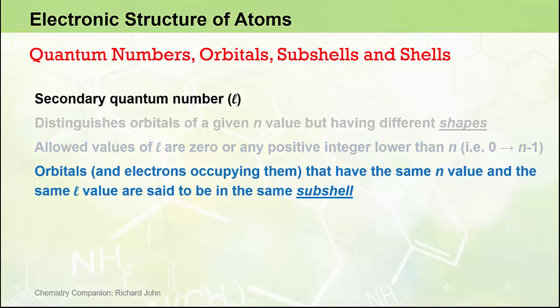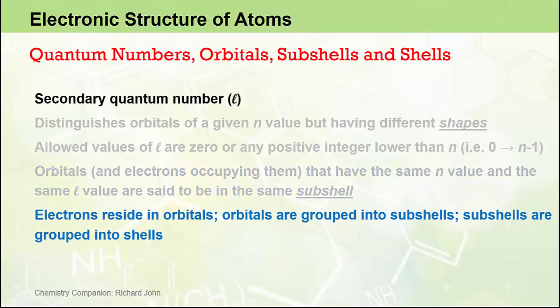Orbitals and the electrons occupying them that have the same n value and the same L value are said to be in the same subshell. So the language we use here is that electrons reside in orbitals, orbitals are grouped together into subshells, and subshells are grouped together into shells.